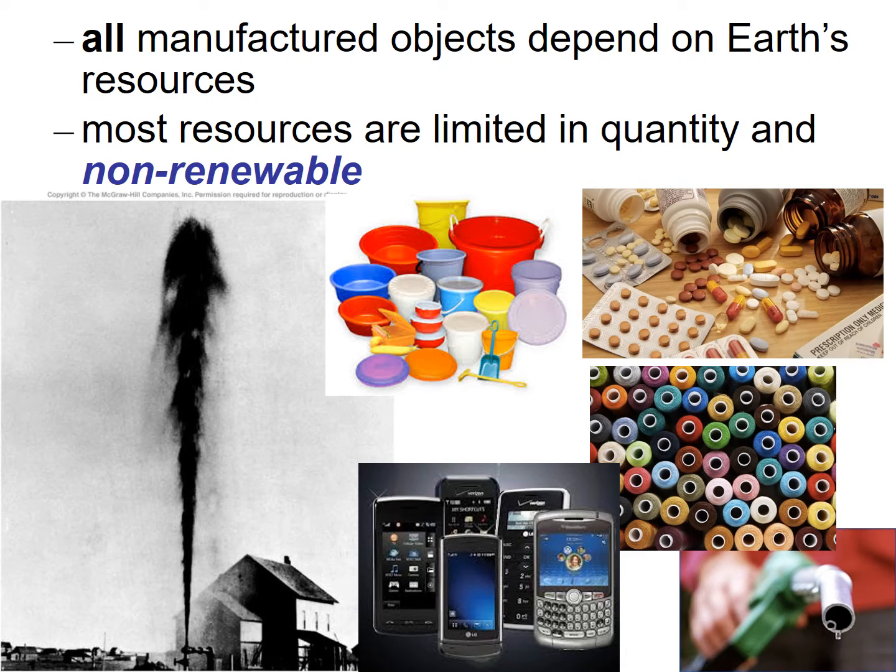All manufactured objects depend on Earth's resources. Most resources are limited in quantity and they are non-renewable. For example, many of today's medications are derived from benzene, and benzene in turn is derived from petroleum. Almost all over-the-counter pain medications such as aspirin are based on these petrochemicals.